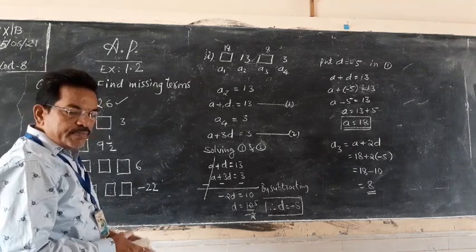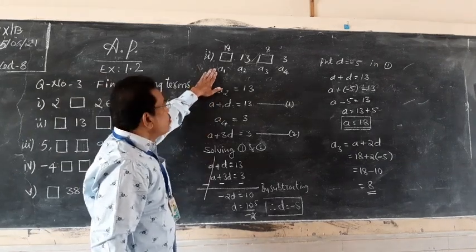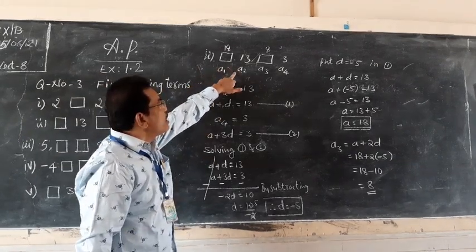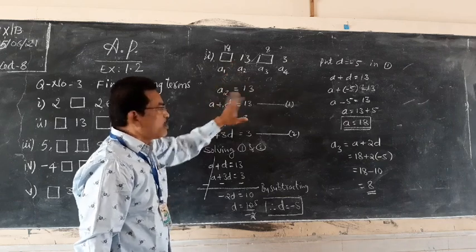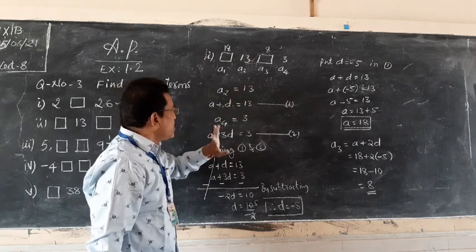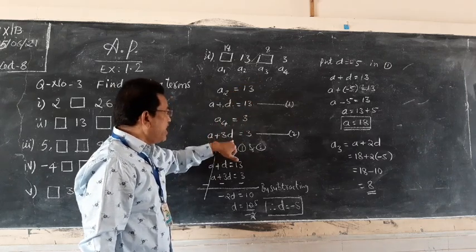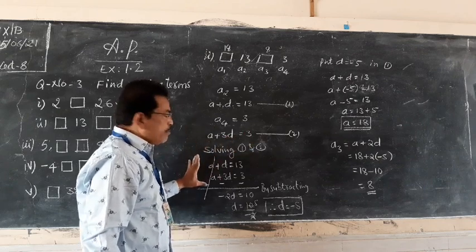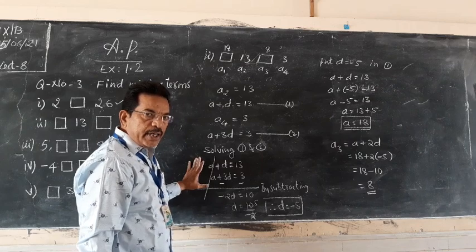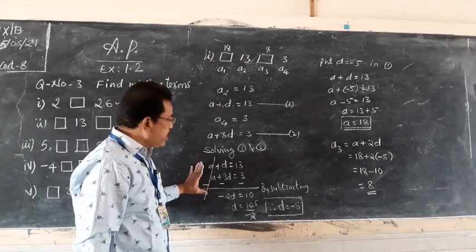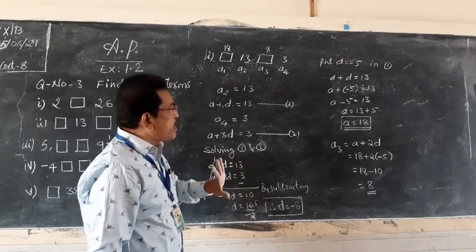See once again. First, we have to write what they have given. a2 is given, a2 is 30. We have to write the meaning of a2: a plus d equals 30. Then a4 is given. We have to write a4 meaning a plus 3d equals 3. Then by solving the equations, in 9th standard we have learned simultaneous equations, how to solve the simultaneous equations. See, we got d equals minus 5.